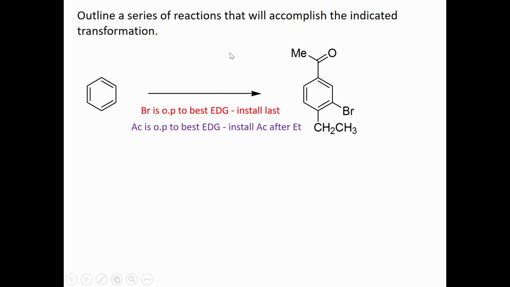And acetyl, what is acetyl? Just remember that from the previous chapter, that group there is acetyl, abbreviated Ac. Okay, and that's also ortho para to the best electron donating group, and we're going to install that one after we install the ethyl group, because the ethyl group will direct it exactly to the right place. And in the real world, since we're going to get more para than ortho, we're going to put the acetyl group on before we put the bromine on.